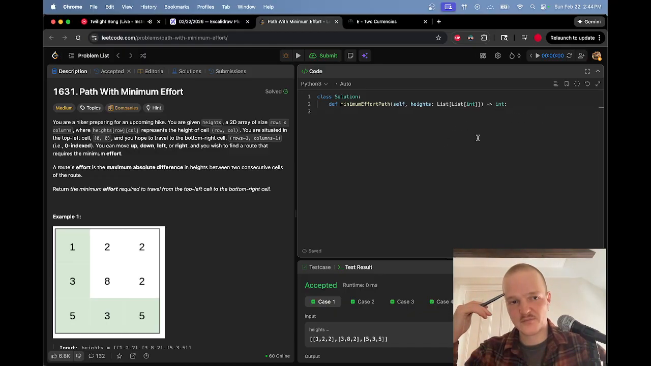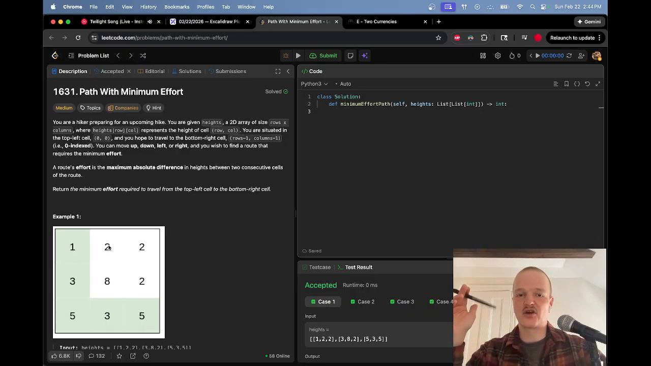like learning about Dijkstra's. So path with minimum effort, it's saying, okay, you got this big array and you're starting at the top left corner. You're trying to make it to the bottom right corner. You can traverse from a cell to a neighboring cell, and it's going to cost you the absolute value of the difference. So, okay, fine.